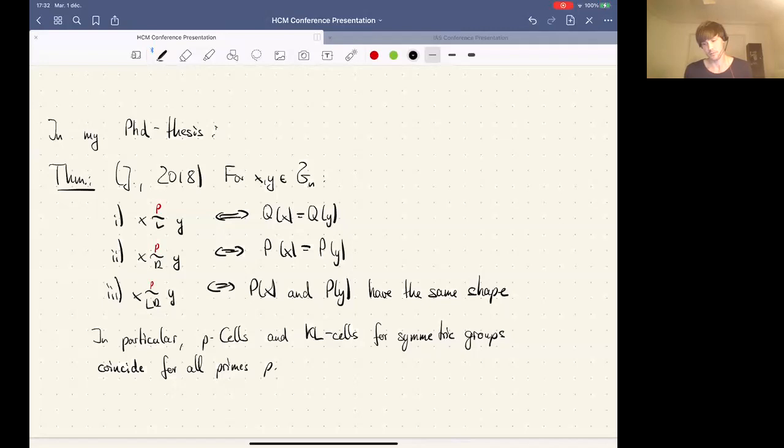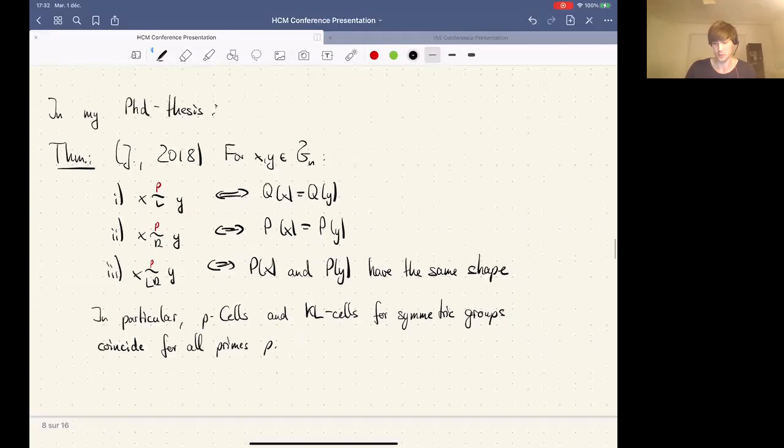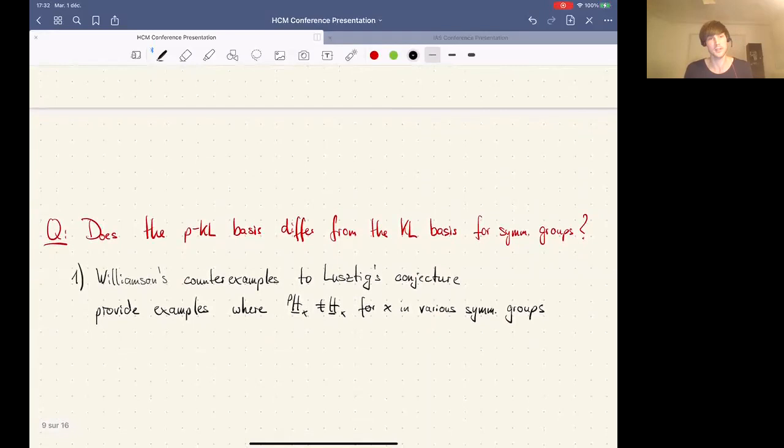From some perspective, this is kind of a boring answer because it doesn't give us something new. And you could also object that I haven't even shown you a single example in which the p-Kazhdan-Lusztig basis differs from the Kazhdan-Lusztig basis. So maybe the statement is just vacuous because in the relevant parts there is no real difference. As an answer to this, I want to mention two results. The first thing is that I'm pretty sure most of you have heard of Jordi's counterexamples to Lusztig's conjecture.